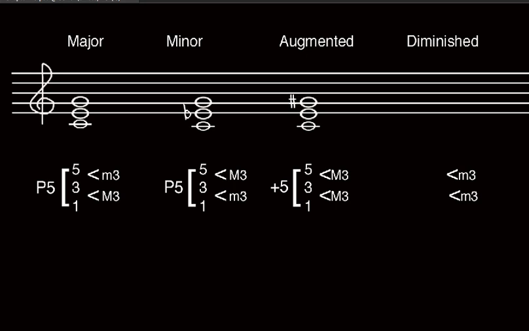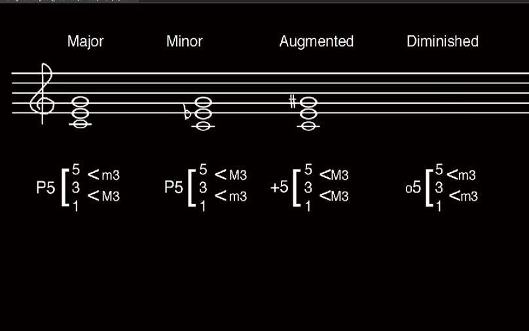Now we're going to talk about the diminished triad. So for a diminished triad, I have my first, or the root, to the third of the chord being a minor third, then my third to the fifth of the chord also being a minor third, and then my root to the fifth giving me a diminished fifth interval. So this is my diminished triad.